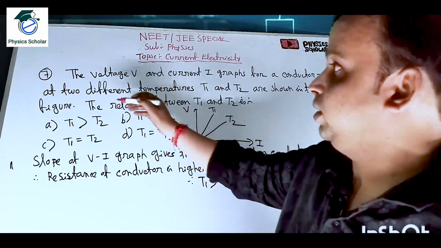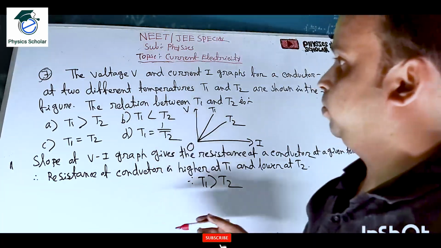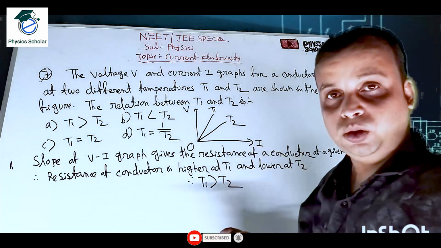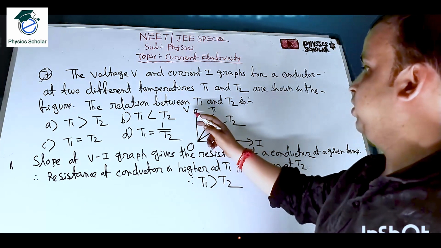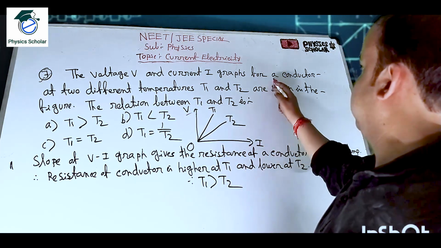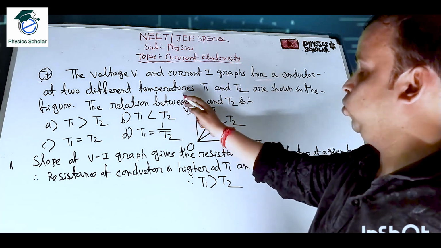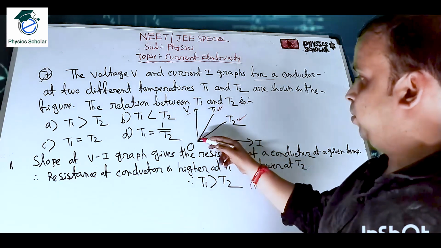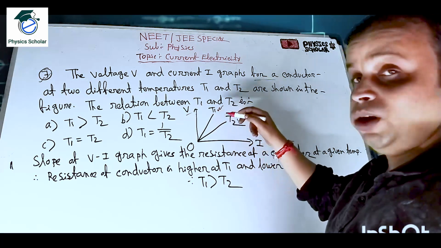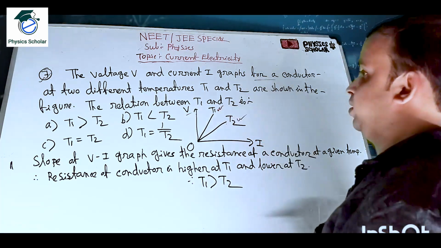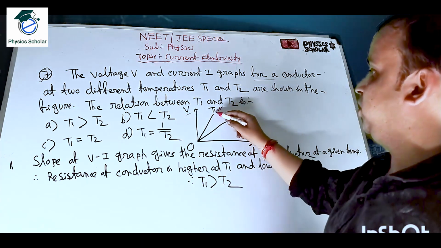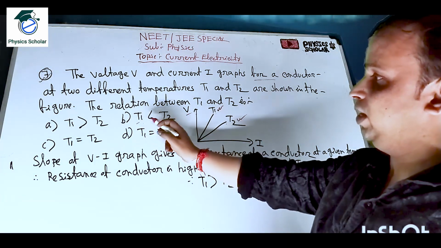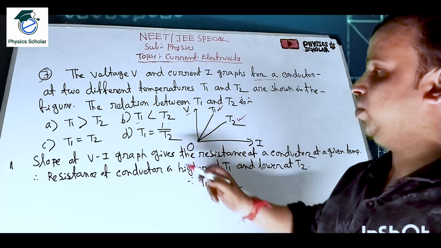Students, now here problem number 7, the voltage and current VI graph. From the Ohm's law, you know the VI graph, voltage and current. The VI graph for a same conductor at 2 different temperatures, T1 and T2, is given. So we have to find out the relationship between T1 and T2. The options: T1 greater than T2, T1 less than T2, T1 equal to T2, T1 is equal to 1 by T2.